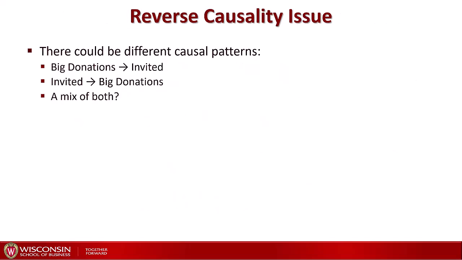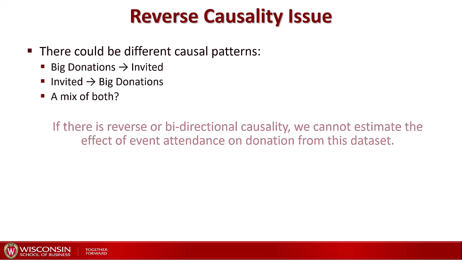One of the causality issues is the potential reverse or bidirectional causality. You could have different causal patterns. Maybe if you made big donations in the past, you're more likely to be invited. Or maybe you are invited and then you are more likely to make big donations because it motivates you to donate. Maybe you have a bit of both. So if there is a reverse or a bidirectional causality, we cannot estimate the effect of event attendance on donation from this dataset alone.